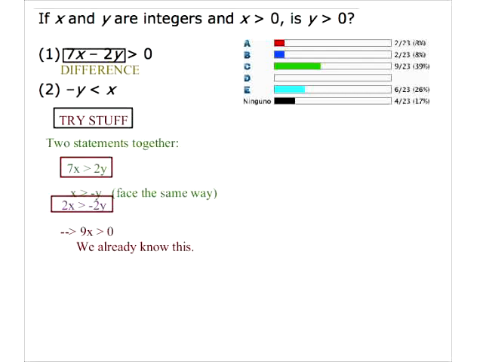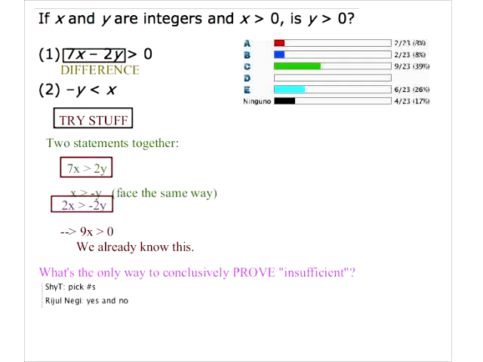How do you actually prove insufficient? What's the only way to conclusively prove insufficient? Yeah, you've got to pick numbers. A lot of people are focused on nothing but algebra here. The problem with insufficient statements is that what insufficient means is that the algebra doesn't work. And if the algebra doesn't work, then you're not really going to be able to show that by doing algebra. So you have to have number testing as a primary thing in your head.